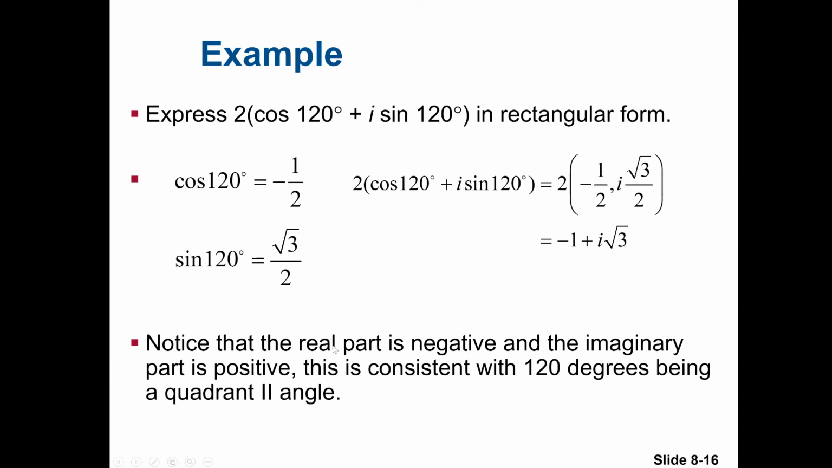Notice that the real part is negative and the imaginary part is positive. This is consistent with 120 degrees being in quadrant 2. In quadrant 2, we know the signs are negative, positive, according to the rule all students take calculus. So in quadrant 2, it's negative and positive.